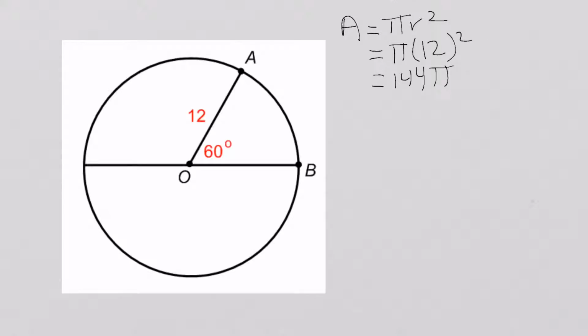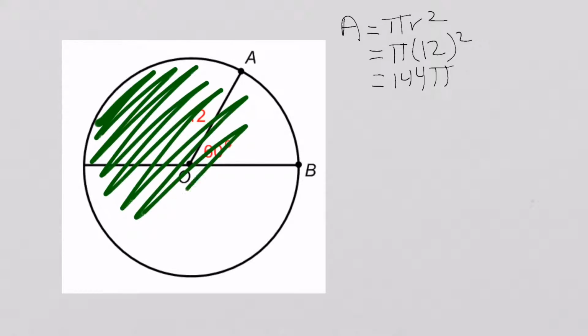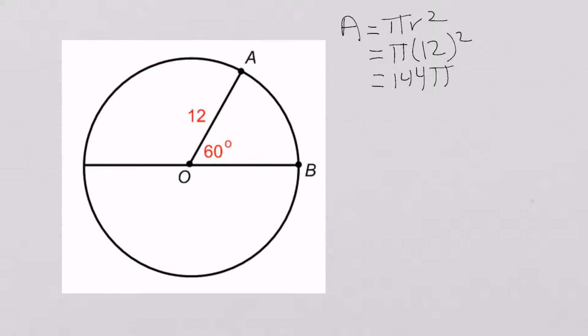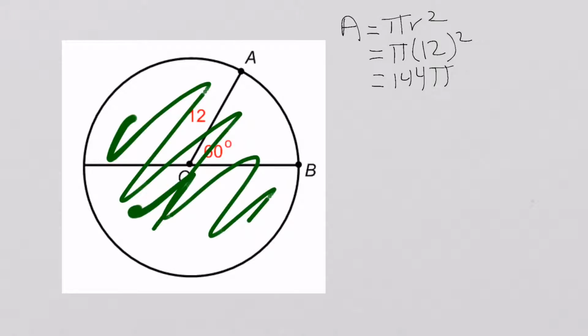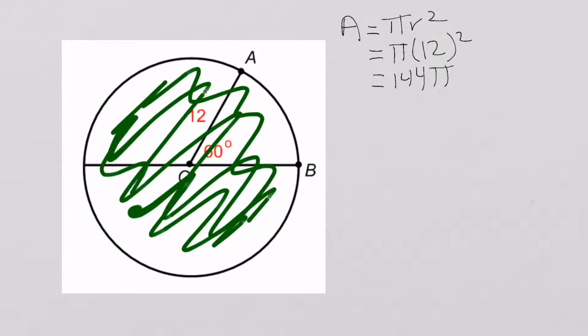So what I'm talking about here is the area completely contained inside of the circle. If I were to color this in completely, the area covered would be about 144 pi. And that would be units squared, whatever it happened to be.